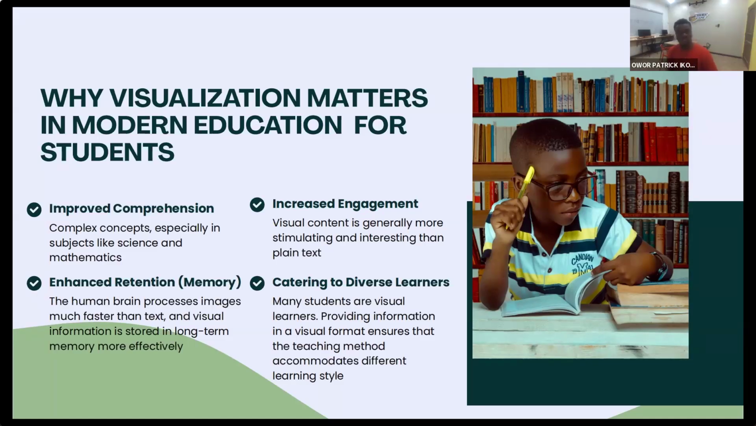Human brains tend to process images very much faster than we process text, and visual information is stored long time in memory, which is the things that we see and the things that are shown to us tend to stay with us much longer than the things we are told or the things we read somewhere.